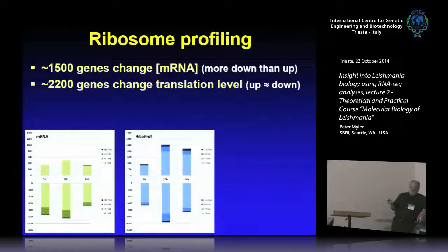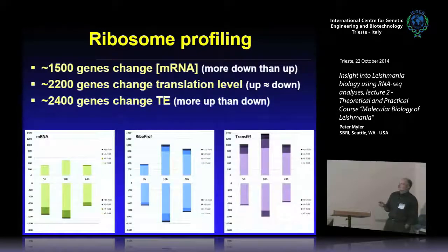2,200 genes change their translation level. So there's another 700 genes that we would not have picked as being changed in their expression by looking at translation. And in fact, when you look at the change in translational efficiency, there are 2,400 genes that change their translational efficiency. And more of those actually increase their translational efficiency than decrease it, although it's not all that much different. And you can see that some of these differences are really quite substantial. We're seeing 8-fold or 16-fold or even 100-fold changes in translation efficiency, whereas the RNA level changes are really quite modest. Very few change by more than 8-fold.